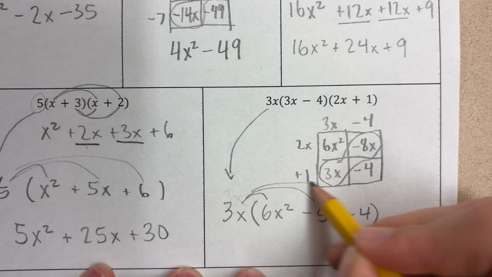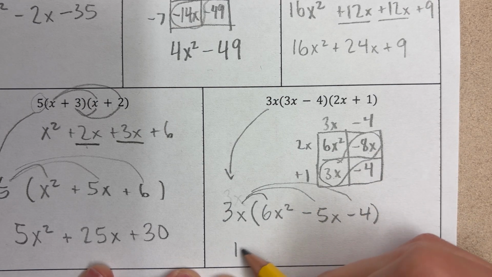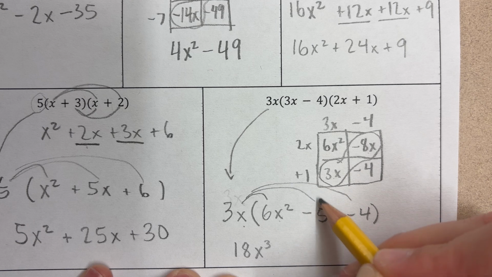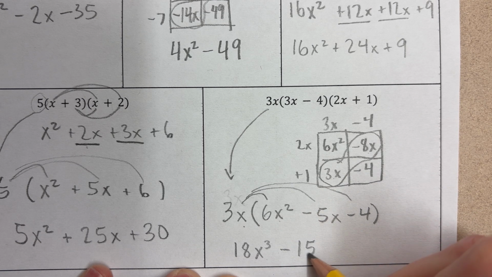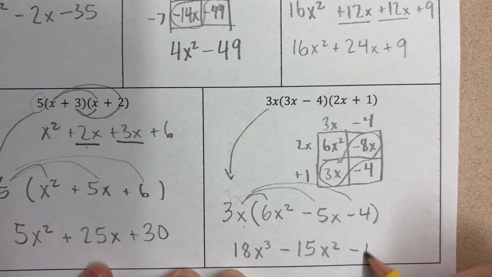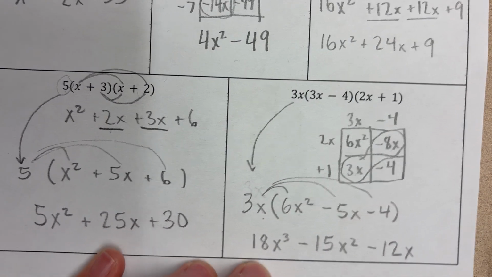Okay, now I'm distributing in this 3x. So 3 times 6 is 18. X times x times x, it's x to the third. 3 times negative 5, negative 15. X times x, x squared. 3 times negative 4, negative 12. And this is 3x times negative 4, so it's negative 12x. That's it.